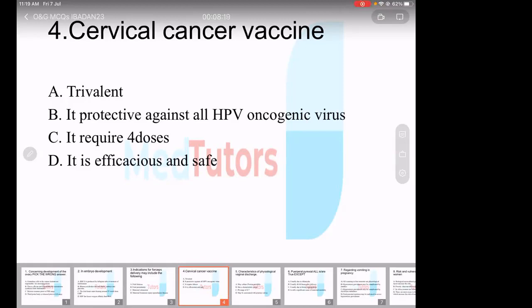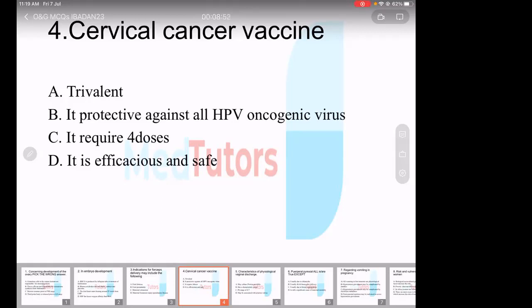Then for 15 years to 45 years of age, this is where you give them 3 doses of Gardasil. First one is at the first visit, then at the second month after the first dose, then 6 months after the first dose. So if you look at these options, A says it is trivalent. We don't have a trivalent vaccine. And then for B, not all are protective against all.